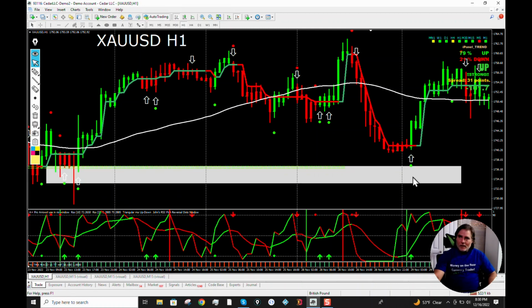Right to this point, because now we got another prime spot right here. We got an arrow, both are green at the bottom. We're starting to go up right here. So this is a good one to go. So you're going to get into here. You're going to take a buy position right here.